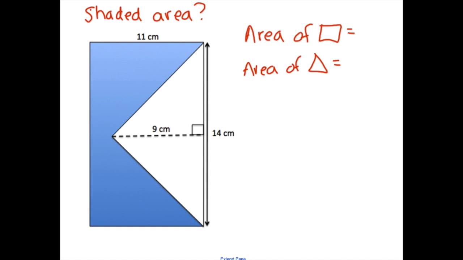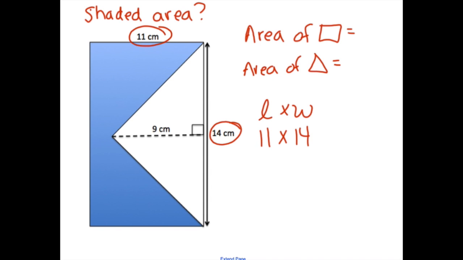To find the area of our rectangle, we have to identify the length and the width, because we know length times width equals area of a rectangle. So my length is 11 centimeters, and my width is 14 centimeters.